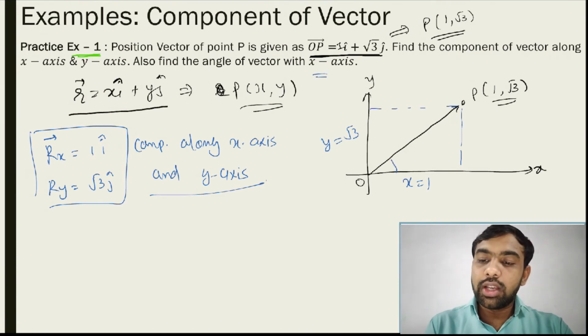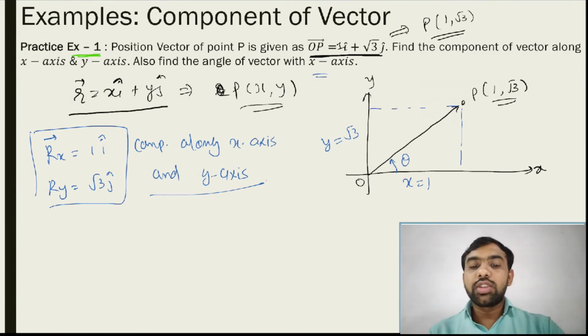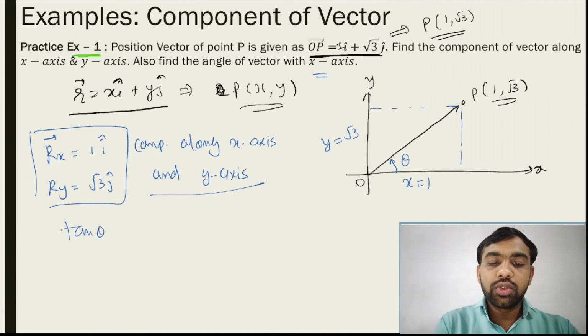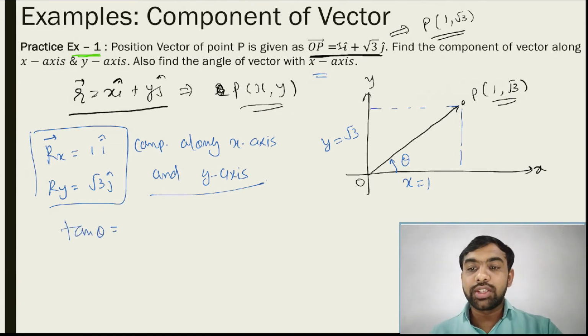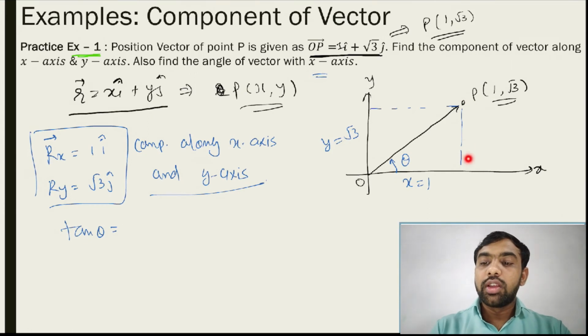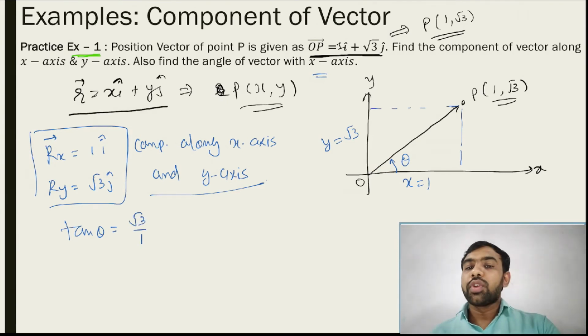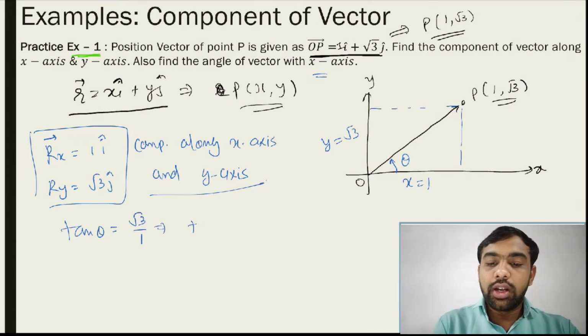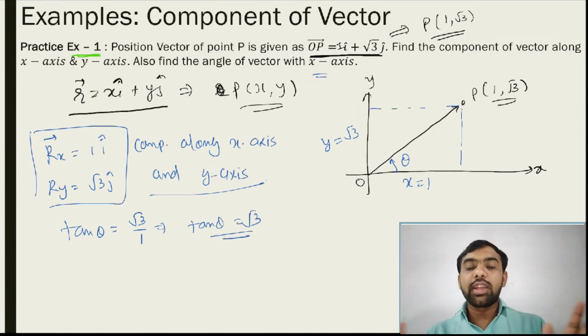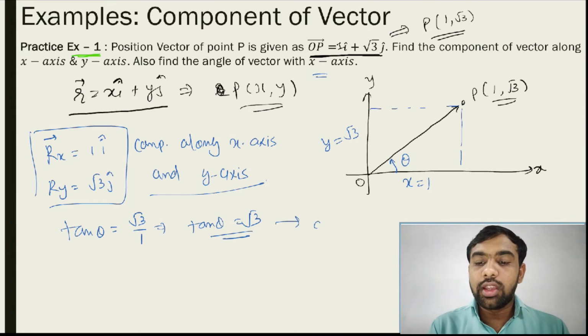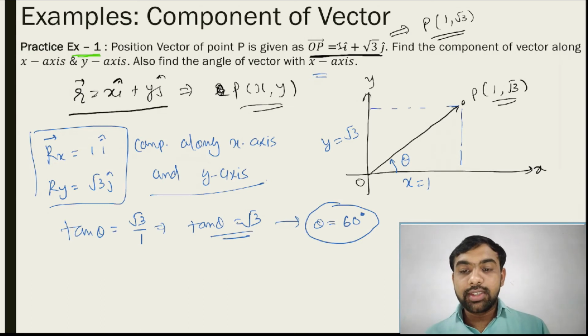Suppose the angle is theta. So use tan theta. tan theta is equal to opposite upon adjacent. So opposite is √3 and adjacent is 1. So the answer is √3 upon 1, so tan theta is equal to √3. For what angle theta does tan theta become √3? The answer is theta equal to 60 degrees. For angle 60 degrees, if you find tan 60, the answer is √3.